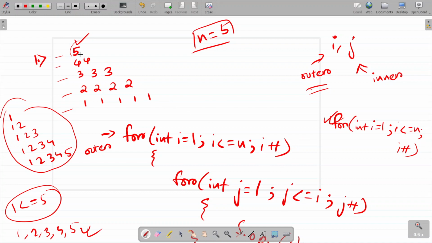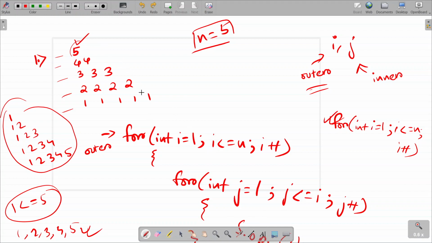But here you can notice the value of i is decreasing. It's moving from 5 towards 4, 3, 2, 1. So i's value is going in reverse order. We also have to print the loop in reverse order.